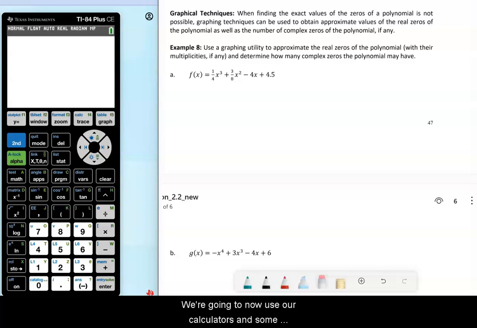We're going to now use our calculators and some graphing techniques to approximate zeros of polynomial functions. Taking a look at example 8, it tells us to use a graphing utility to approximate the real zeros of a polynomial and give their multiplicities, if any, and determine how many complex zeros the polynomial may have.